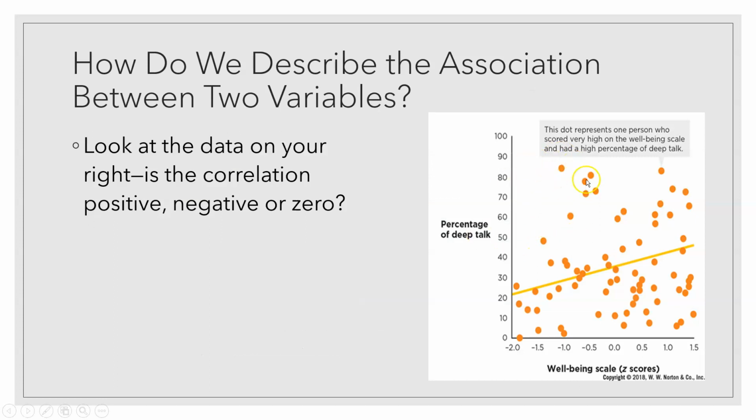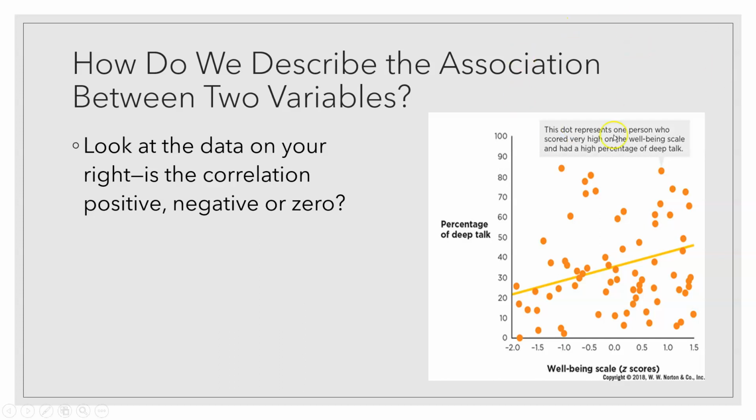So how do we describe the association between two variables? And we've already talked about this a little bit. We've talked about the fact that correlations can be either positive, which means as X increases, Y also increases. We've talked about whether or not correlations can be negative, so as X increases, Y decreases, or a zero correlation: absolutely no relationship between the two variables at all.